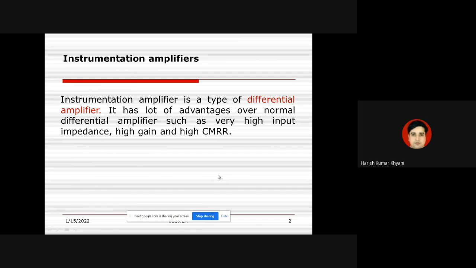So in this lecture, we'll see the fundamentals of the instrumentation amplifier, its pin configuration, physical appearance, and its circuit diagram, and we'll derive the gain of the instrumentation amplifier, which is very important and is often asked in your university exams.